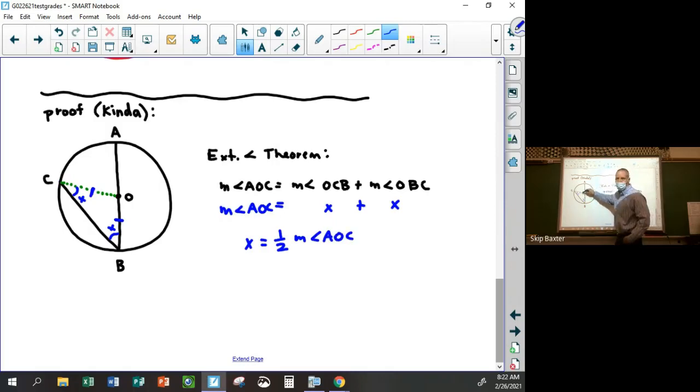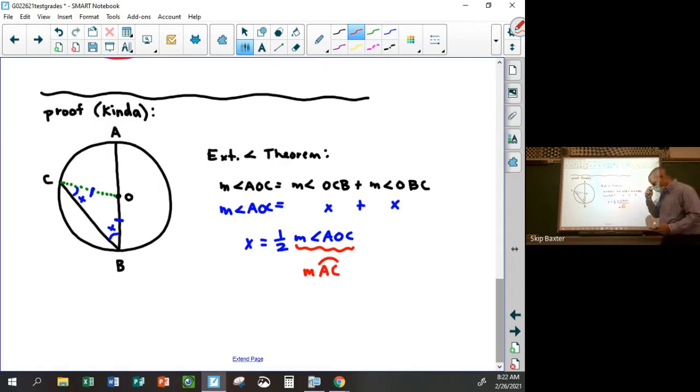But that's a central angle, which is equal to its arc. Right? So if this is a central angle, which equals the measure of arc AC, then the inscribed angle is half its arc. Does that kind of make sense? Are you convinced?